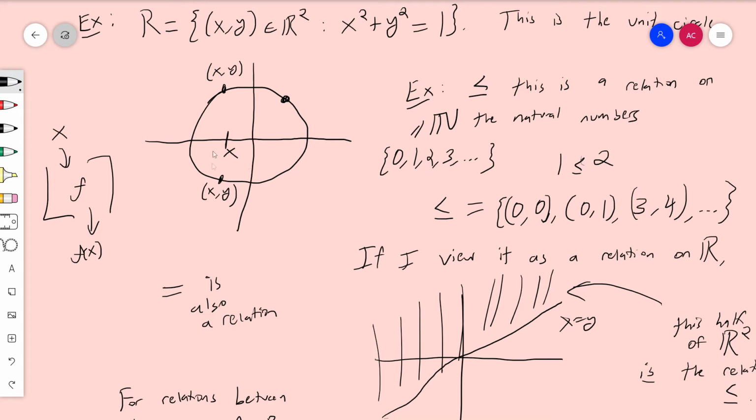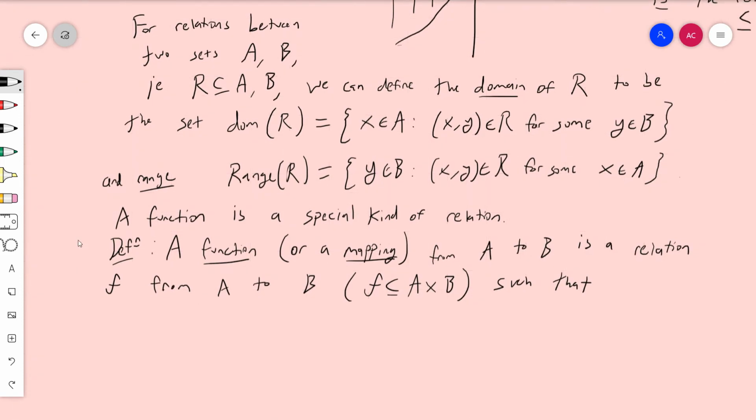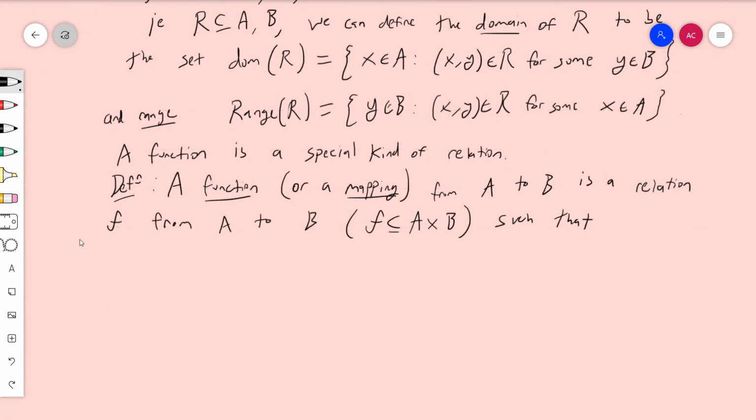So the circle is not a function because in order to think of it as like a box, it needs to have just one output per input. And then the other important thing is that its domain is the whole set, but that's really kind of a formality. So the first thing is kind of more of a formality, which is that the domain of f has to be equal to A.